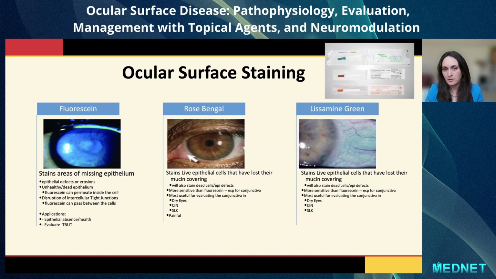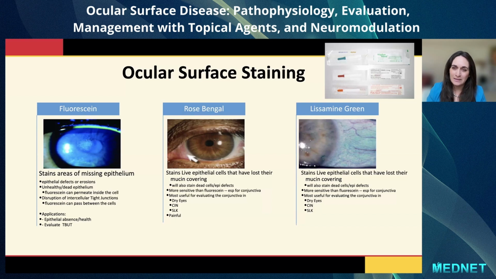So the other stains include lissamine green and rose bengal. Both of those stain live epithelial cells that have lost their mucin covering. They'll also stain dead cells or epithelial defects. And they're better at staining the conjunctiva, especially in dry eye, or SLK, superior limbic keratitis.